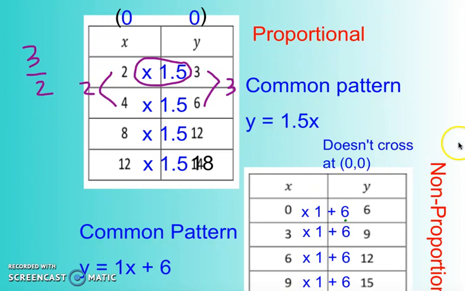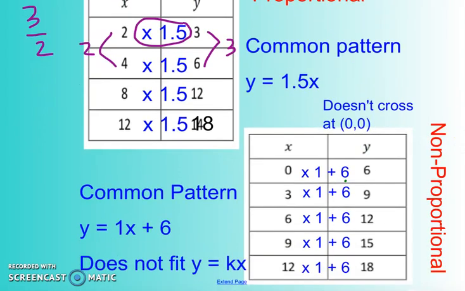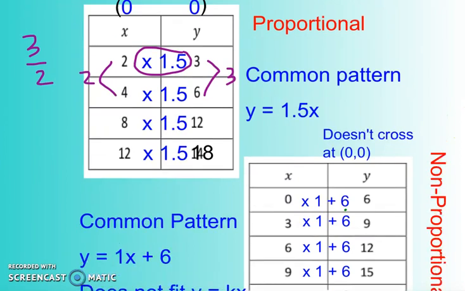And remember, the one below, this was actually the table that we did just a slide before. This one almost passed. Oh, so close. It had a common rate of change, but it did not cross at 0, 0. It actually crossed at 0, 6. And so this one is an example of non-proportional.